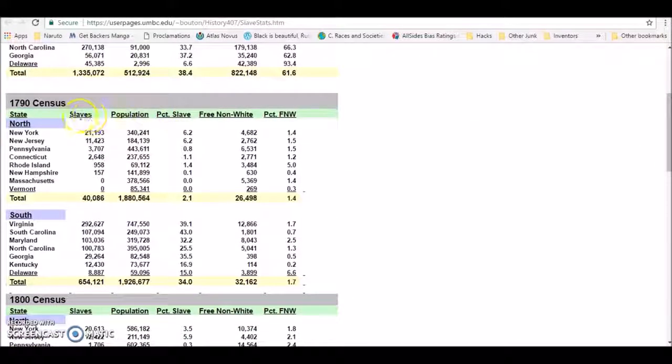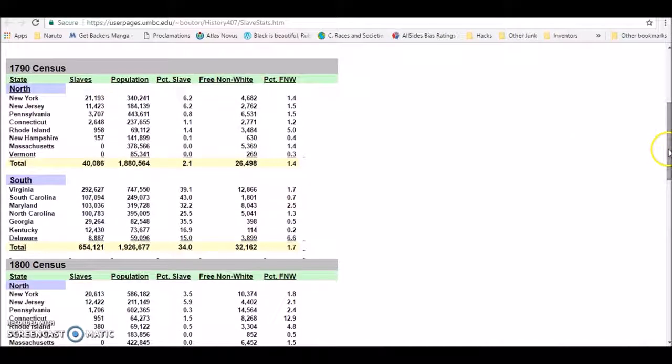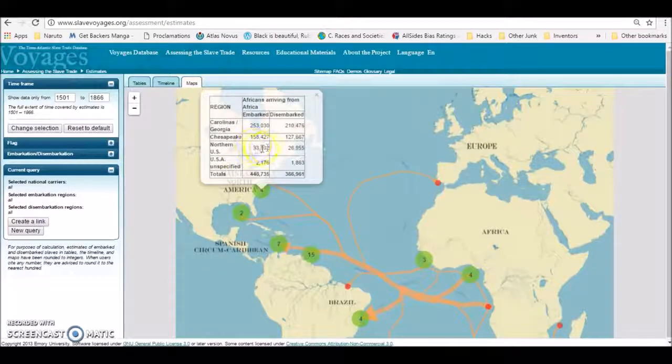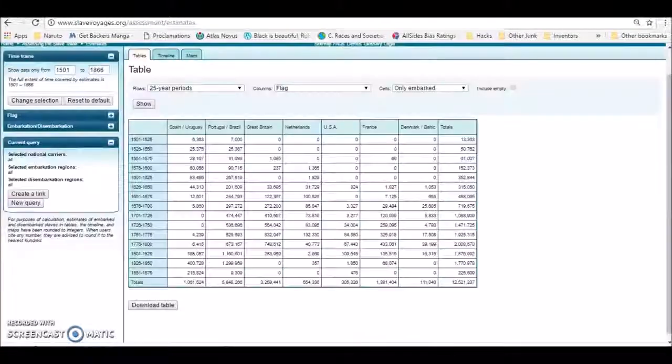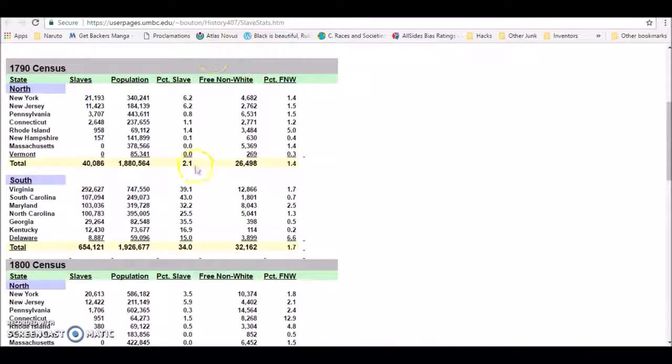And look, they divided the 1790 census into two categories: slaves and free non-white. 40,000, 26,000. So this is what they have listed, and these numbers do not add up. They don't. This is 40,000 slaves, more than what they have claimed to have brought in. Because you also got to remember that they deported people and imported people at the same time.